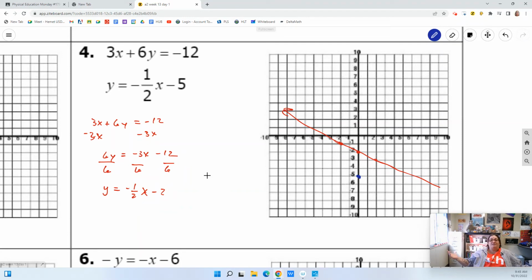What do we know about things that have the exact same slope? Does anyone remember? Yes, Dylan. Parallel lines. If the slopes are equal, then we have a parallel line. These two lines are never going to intersect. So we can just say no solution.